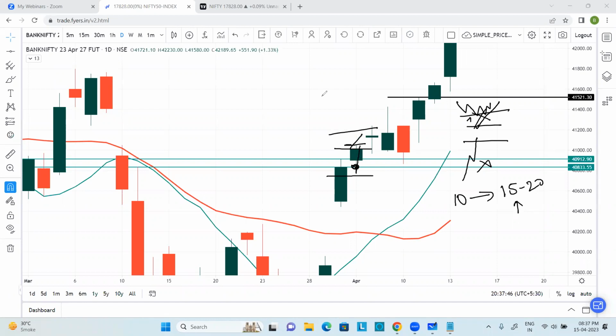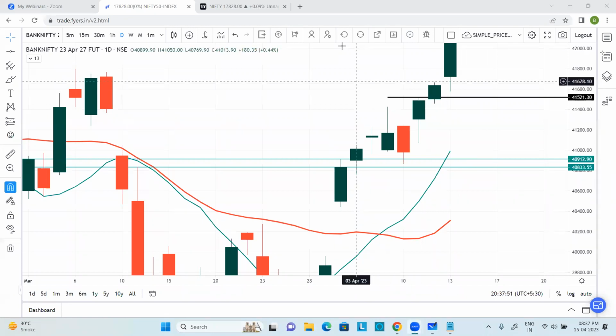Always whenever you are taking trades, remember there must be free space in its favor to move. 0.5% of the closing. Sir, for example, 100 rupees is the closing. 0.5% means half a rupee. That is 99.5. This is a stop loss.